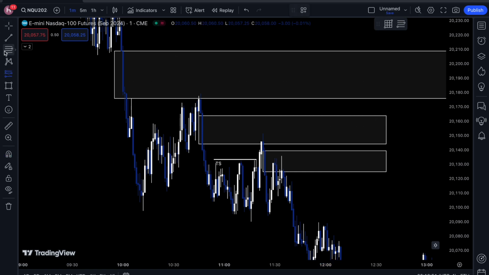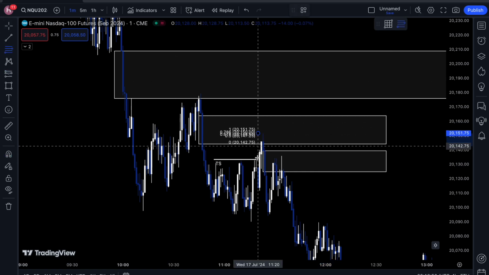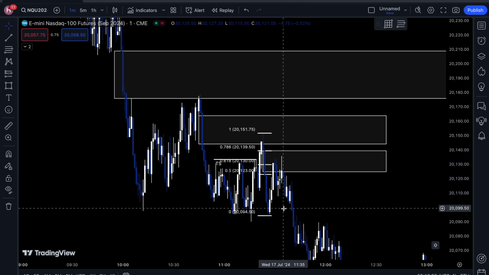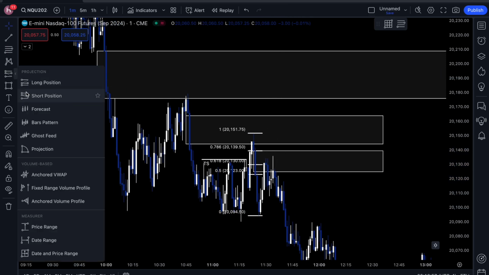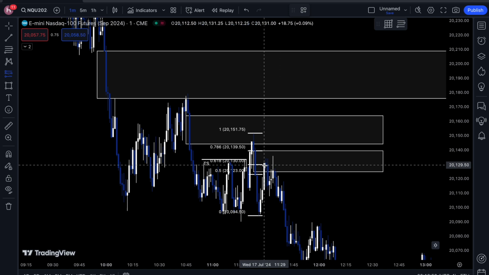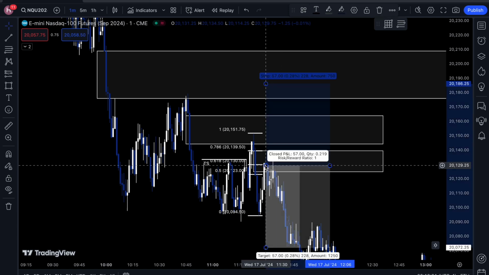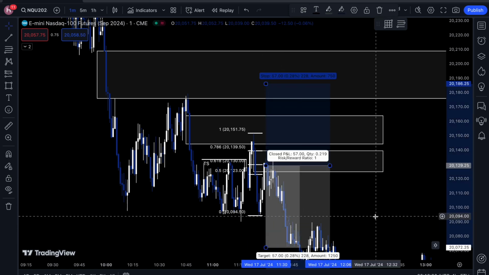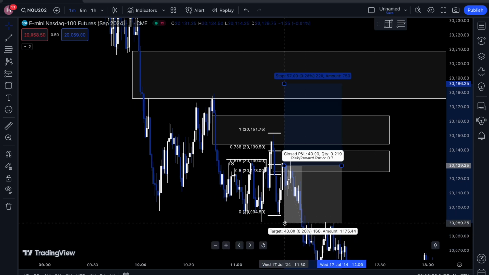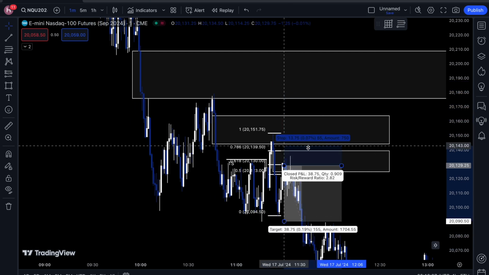Find the OTE of this displacement range and just enter on the entry of OTE in that bearish SIBI. So that would be right here on the retracing back up. Target that sell side liquidity and stop loss at the top of the swing high.